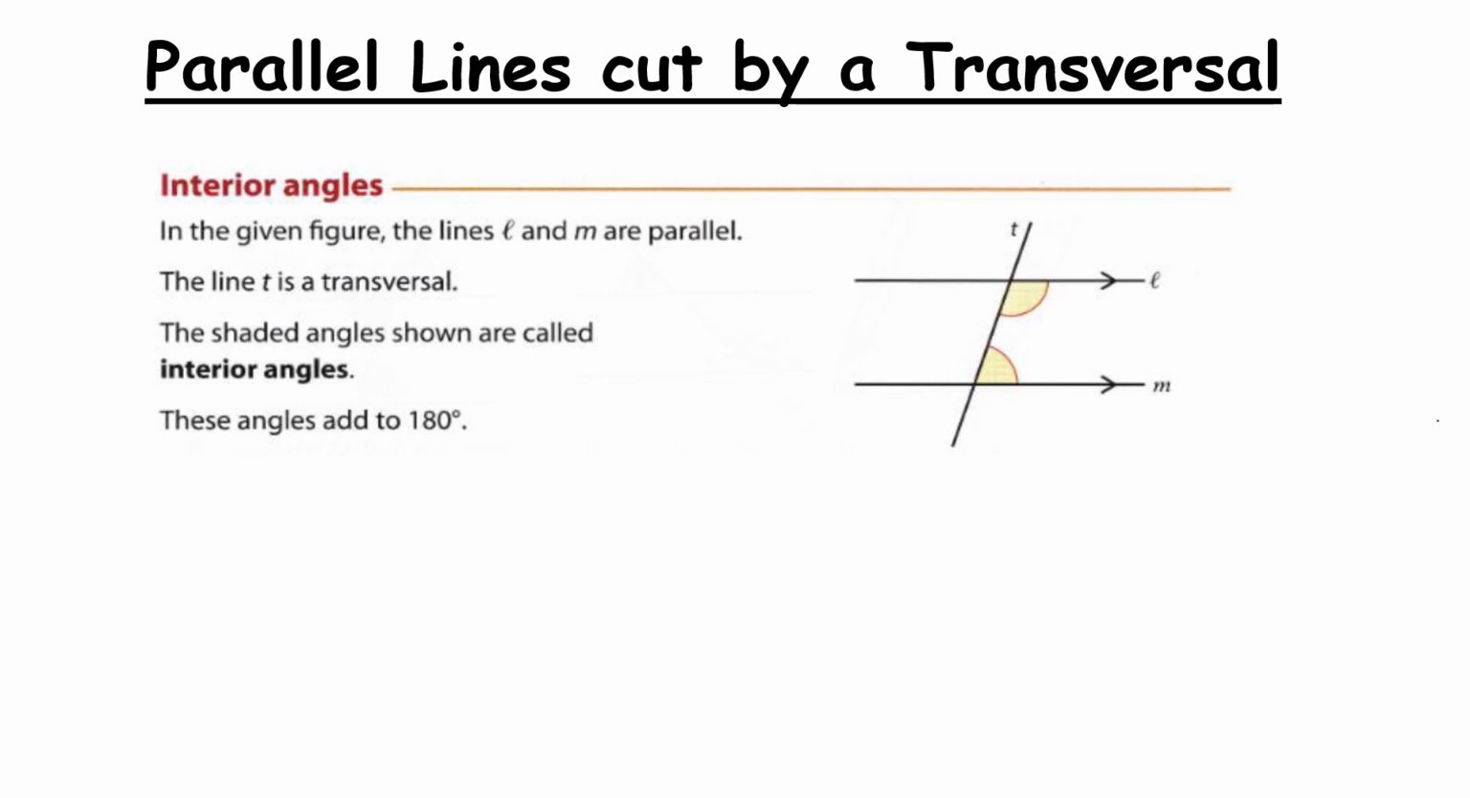So if I was to use alternate angles, I'd say that this angle is equal to this angle, which is true. And because this one equals this one, I can say that, well, this angle here plus this angle here must add to 180. Therefore, this angle here plus this one must also add to 180.